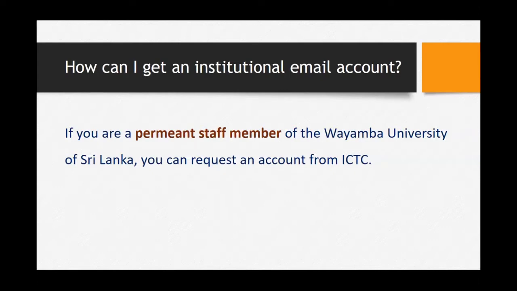So the policy is, if you are a permanent staff member of the university, that means academic, administrative, or non-academic, you are eligible for an institutional email account. So you can make a request to the ICT center and you will get an email account. Next, creating your institutional email. This service is offered by the ICT center.